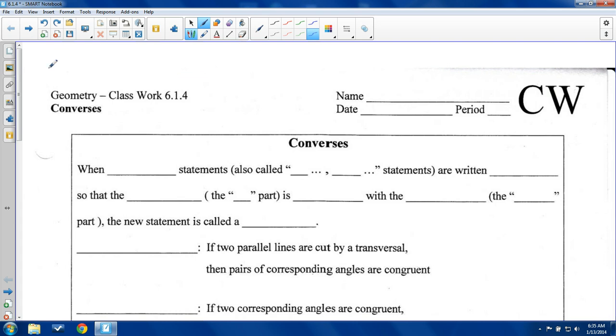Okay, we're doing Converses, section 6.14. You might have seen these or heard of these before. They're basically the opposite of something, and they're not always necessarily true. So let's go through the notes.